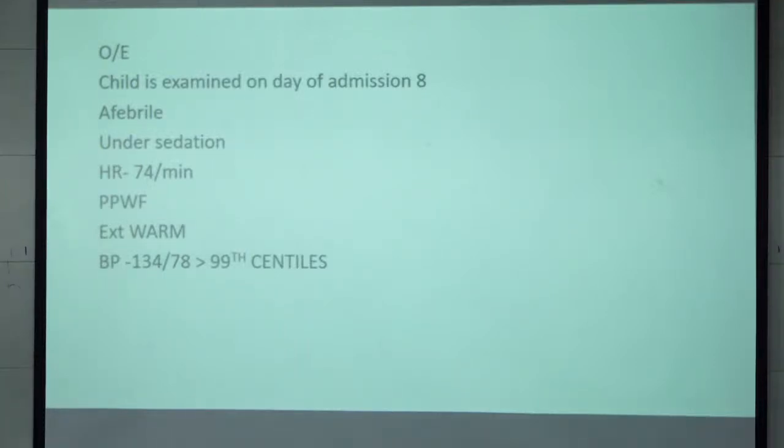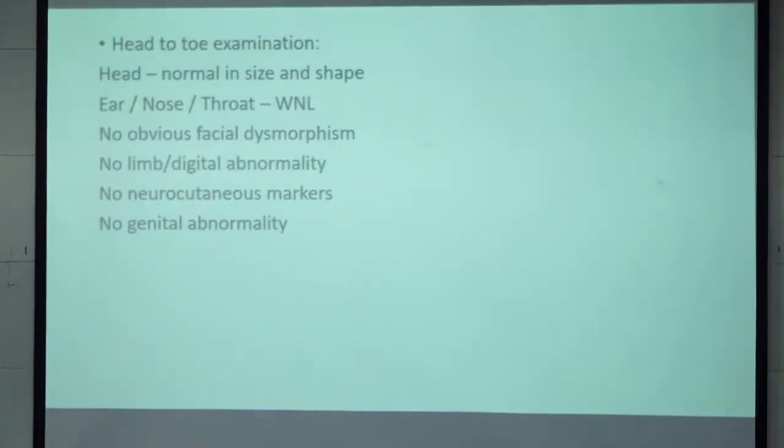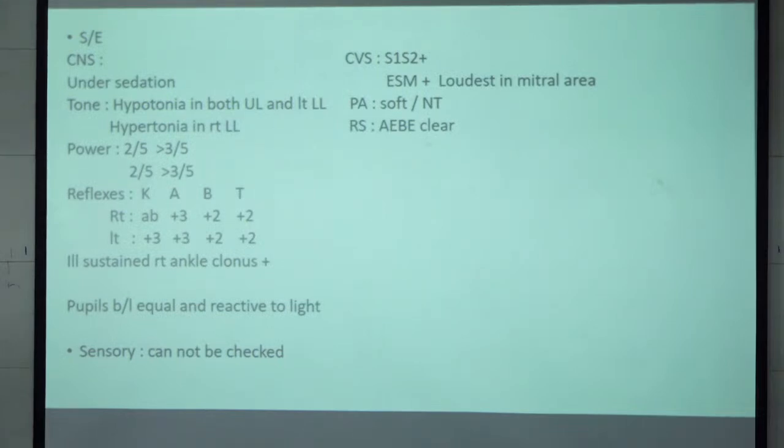So on examination today, child is examined on day 8 of admission. Child is afebrile, under sedation. Child is intubated in PICU under sedation. Heart rate of 74 per minute. Peripheral pulses well filled. Extremities warm, and blood pressure is 134/78, which is more than 99th centile. Anthro-wise, child is moderate acute malnutrition. Head to toe examination is within normal limit. Systemic examination, child is under sedation. Tone: hypotonia in both upper limb and left lower limb. Hypertonia in right lower limb.